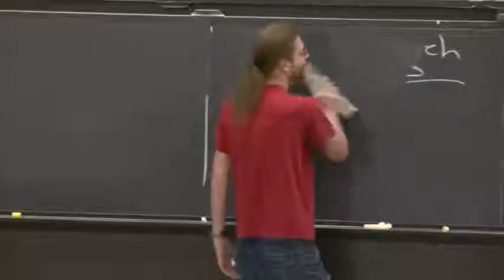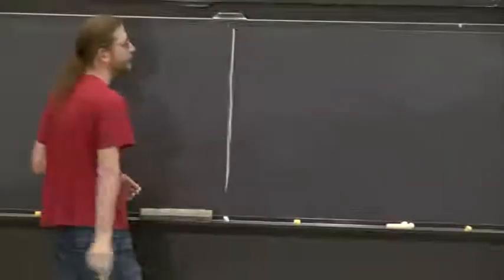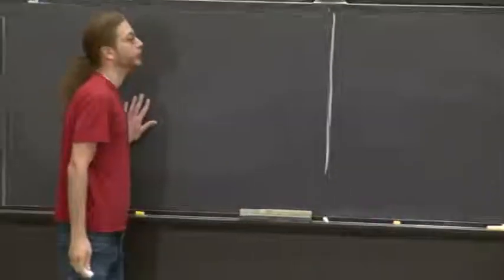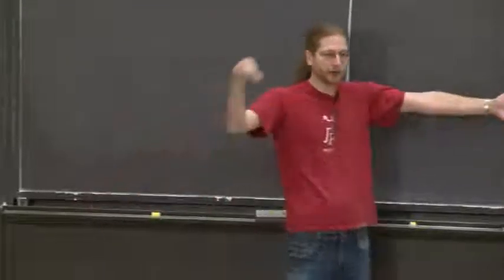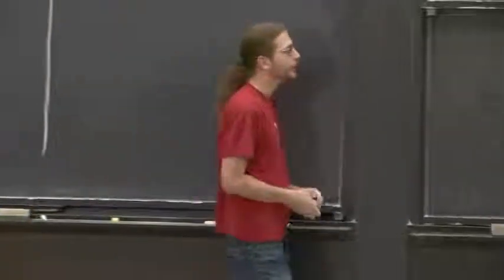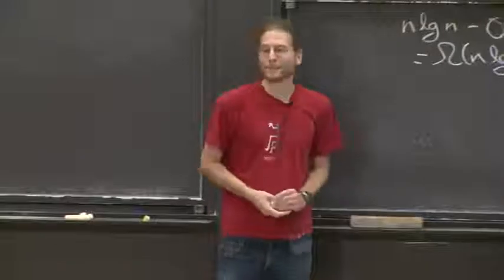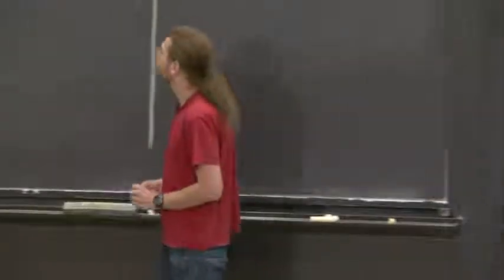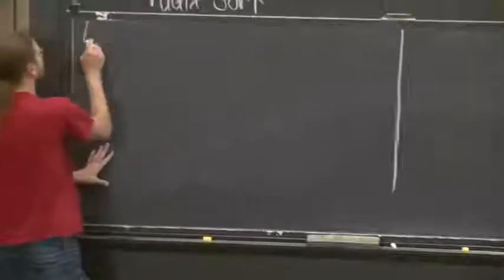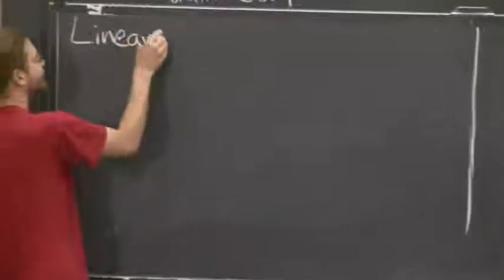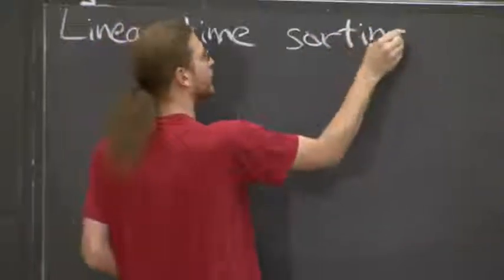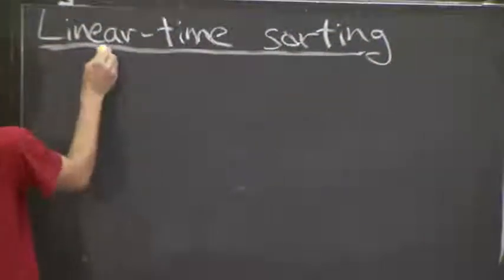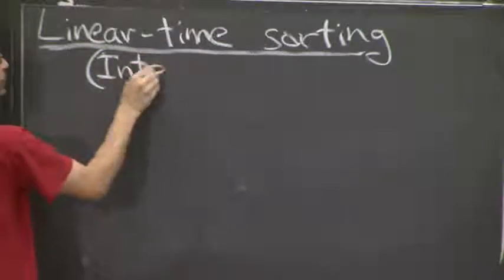So it's time to bump it up a notch, increase our model power. We've talked about the RAM in particular, random access machine, where memory is an array. You can access anything in the array in constant time. And we're going to use that power of the RAM to sort in linear time. Sometimes. A more appropriate title for this section of this lecture would be integer sorting.